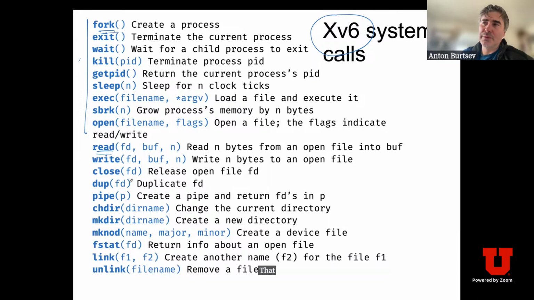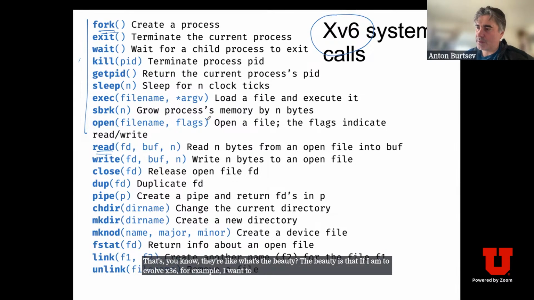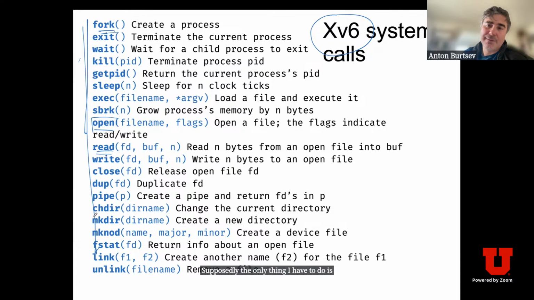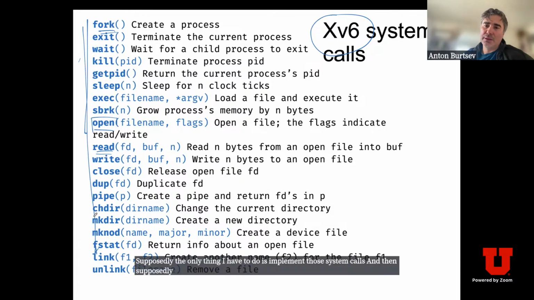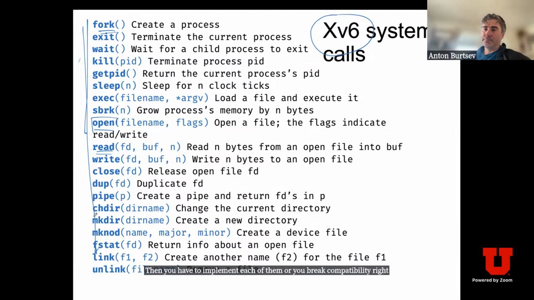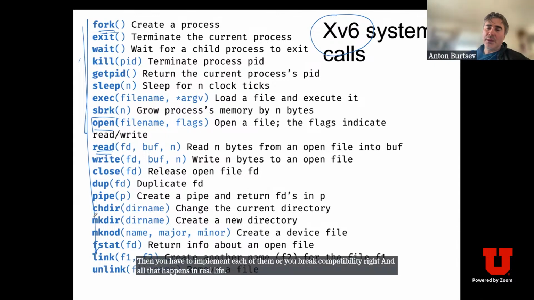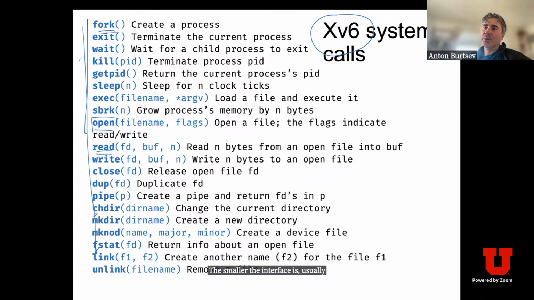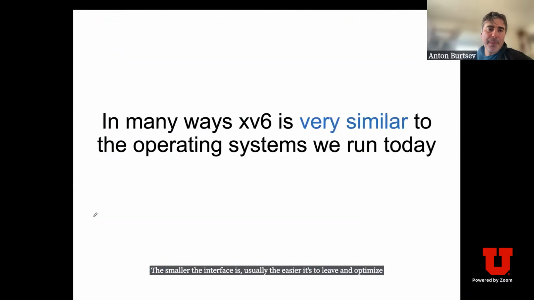What's the beauty? The beauty is that if I want to evolve x86, for example, to provide a backward compatible x86 kernel on my Android device, supposedly the only thing I have to do is implement those system calls, and then supposedly stuff will be running. So the smaller the number of system calls you have, the easier it is to move forward. If you have 200-something system calls, then you have to implement each of them or you break compatibility. And well, that happens in real life. So the smaller the interface is, usually the easier it is to evolve, optimize and implement.